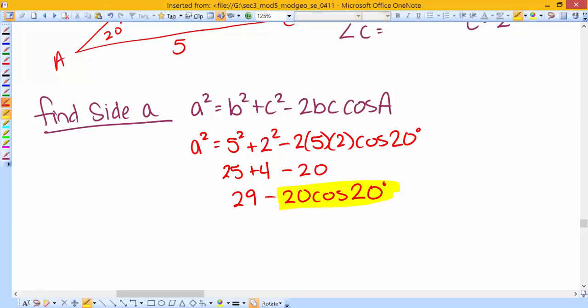This is 29 minus, so in my calculator, I'm going to go ahead and do 20 times the cosine of 20. And I get 18.79, and a whole bunch of other decimals. So I'm going to do 29 minus that answer.